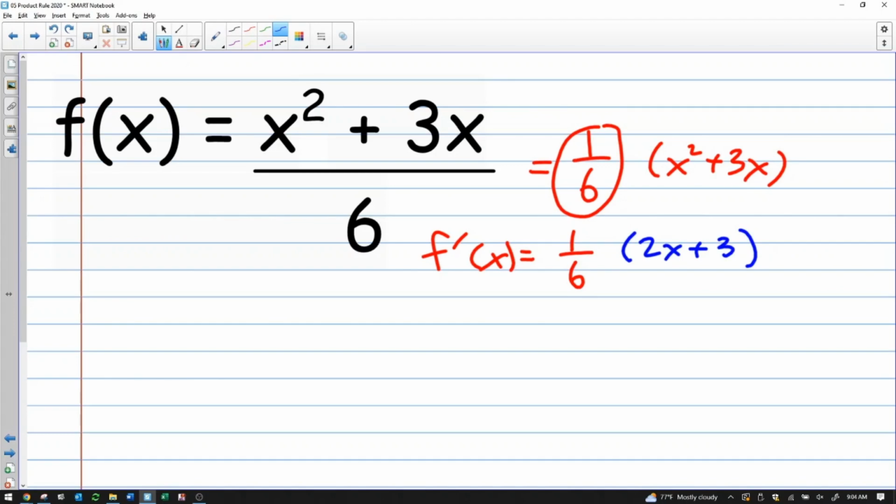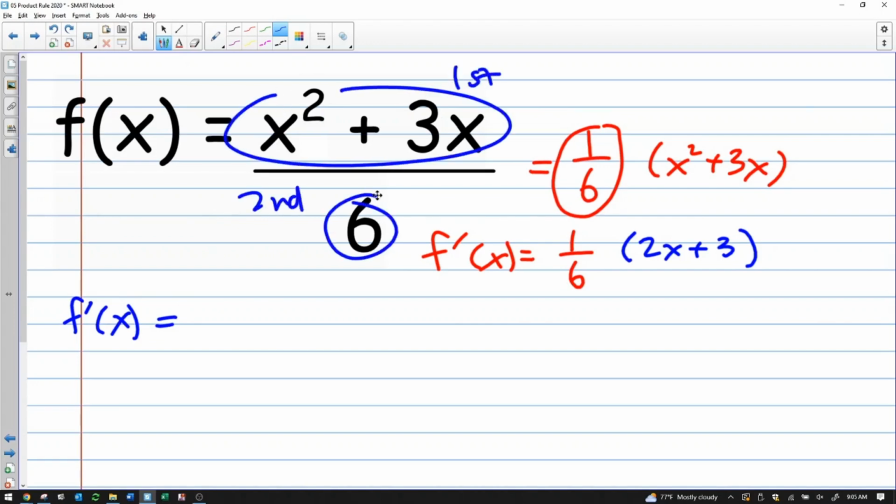But I got to tell you, on the test, most students don't do this, which is totally fine. On the test, most people see this as a quotient rule. And I just want to show you that if you did the quotient rule, you would get the same thing, except that you have to do it right. If I call this the first and I call this the second, let's do it. The derivative of the first times the second, what sign goes here? Minus the derivative of the second. What's the derivative of 6?